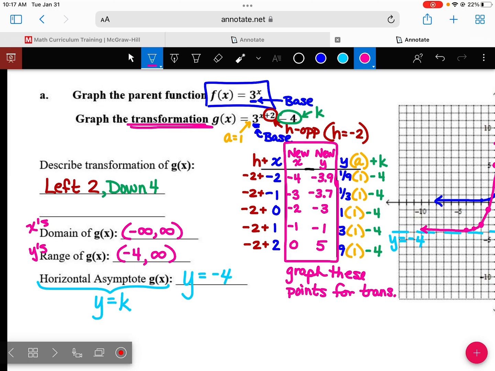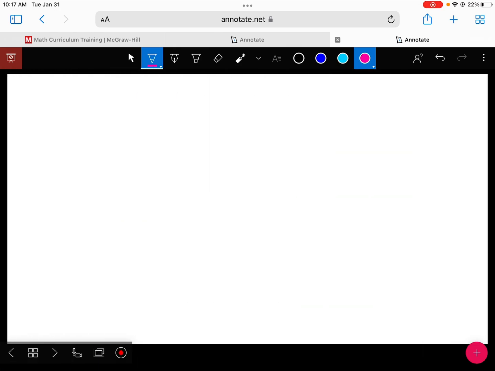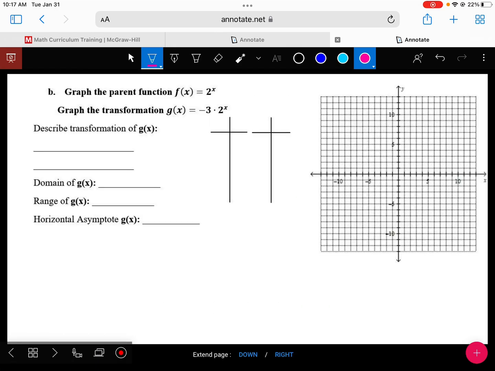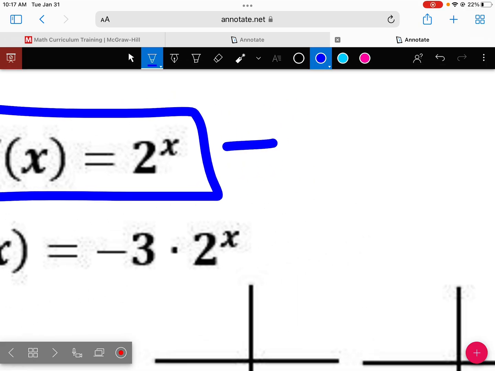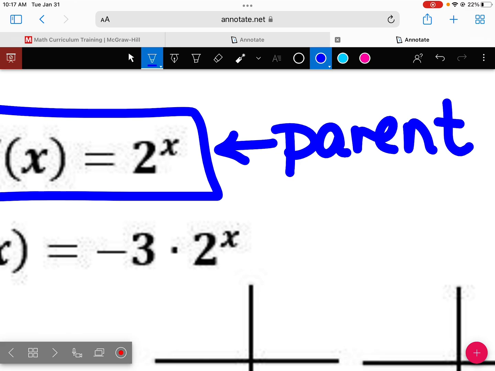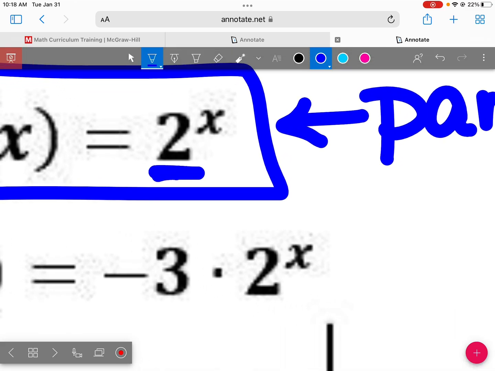What is the parent function that we are supposed to graph on part B? What is the parent function? 2 to the x. This guy right here is my parent. What is the base on that parent? 2.